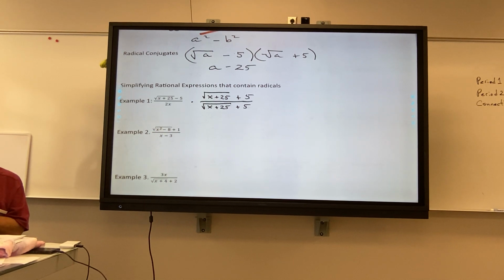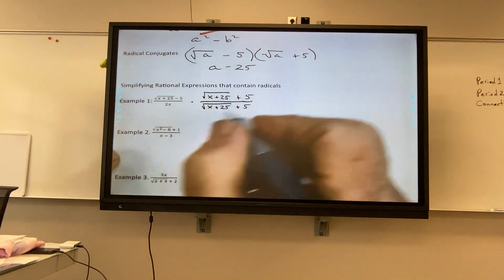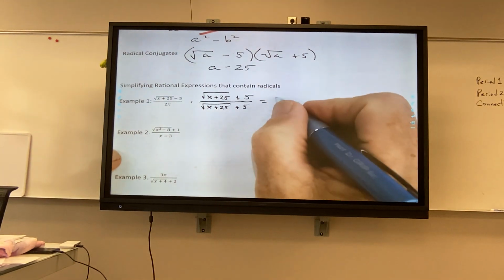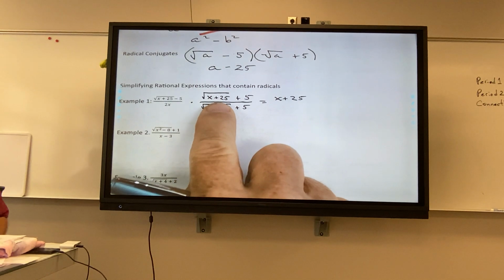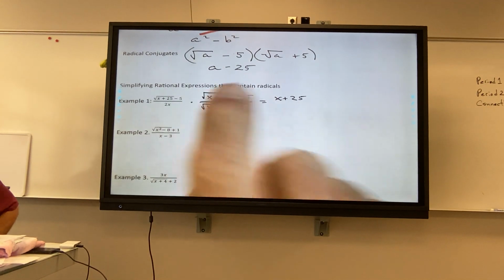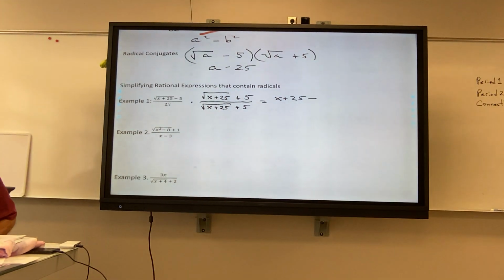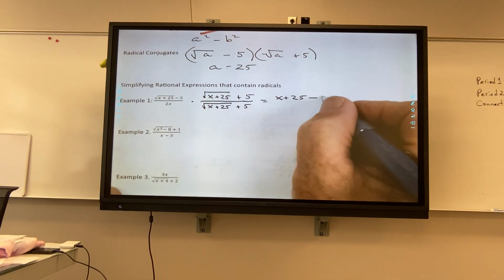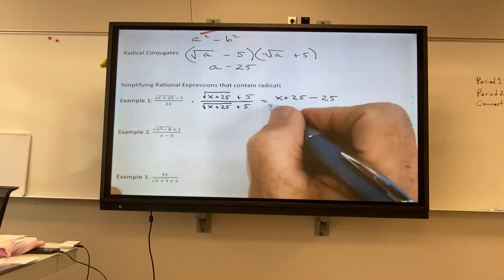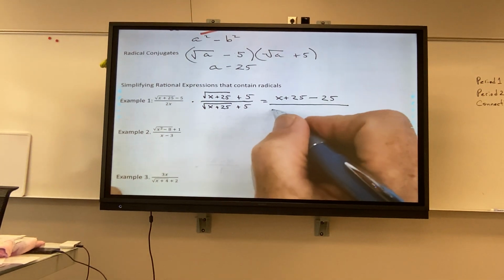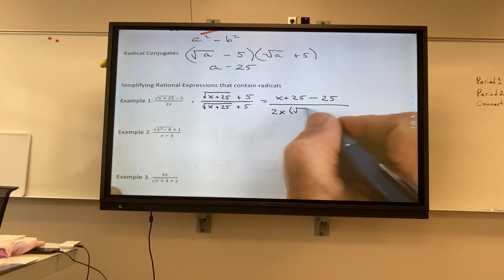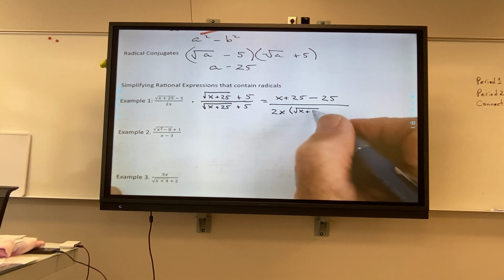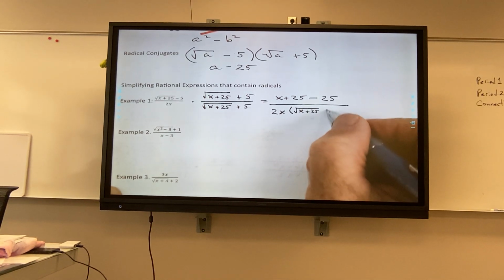Okay, everybody see that? Now, what I'm going to get is x plus 25, the square root is gone, minus, because they got the difference between squares, well, 5 times 5, 25. Down here, I'll have 2x, parentheses, the square root of x plus 25 plus 5.